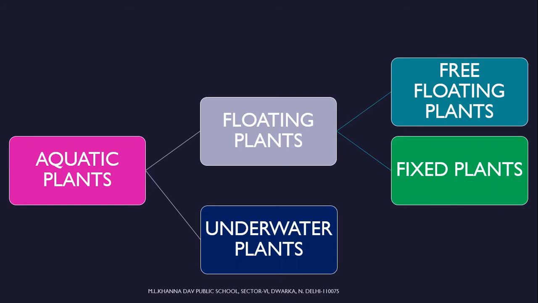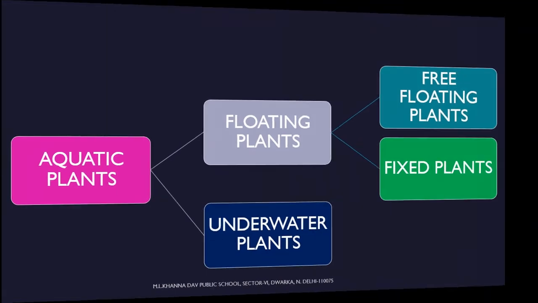So when we discuss aquatic plants, they are classified into two main categories: floating plants and underwater plants. The floating plants are further classified into free floating plants and fixed plants. Now, let us discuss each category in detail.